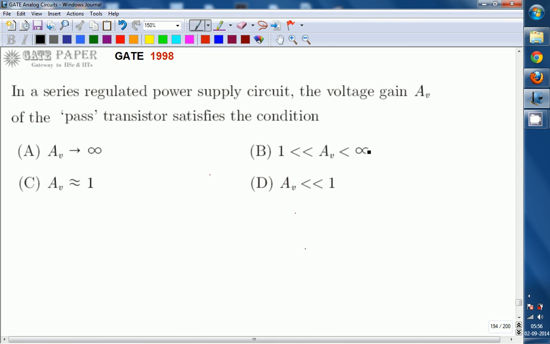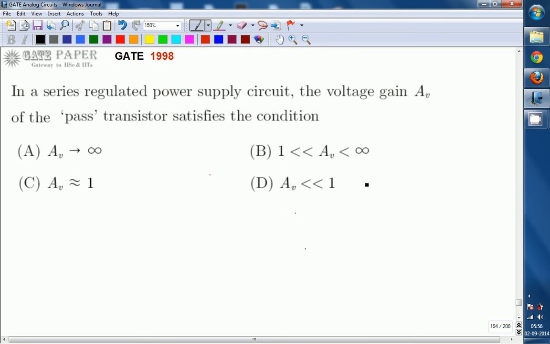Hello, we are discussing the GATE 1998 ECE paper, and this question is related to analog circuits. In a series regulated power supply circuit, the voltage gain AV of the pass transistor satisfies the condition. What must be the condition for the voltage gain of the pass transistor?